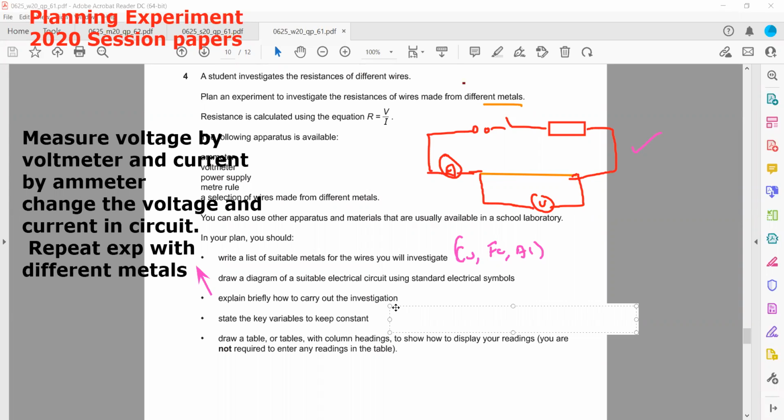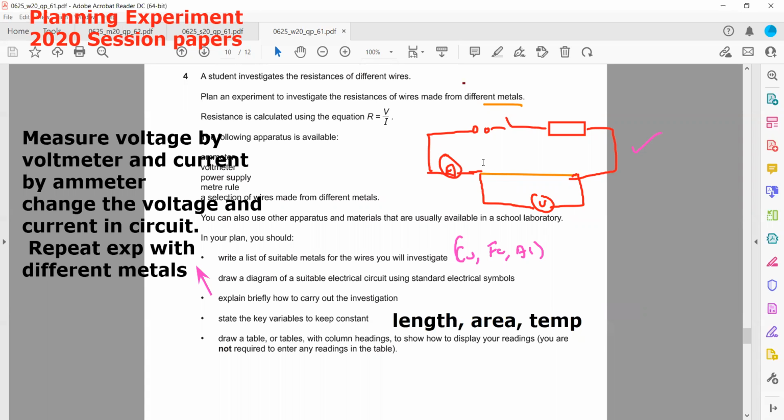So we should start with any change in the wire. The length of a wire, because if length changes, the resistance changes. The cross-section area of the wire, and the temperature of the wire, because if temperature changes, resistance also changes. So you can mention length or size of a wire or temperature of the wire. These parameters should be the same.